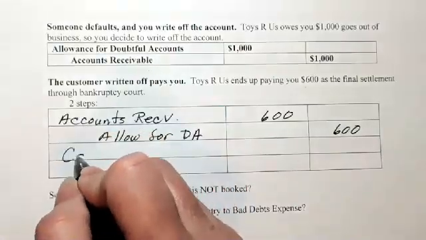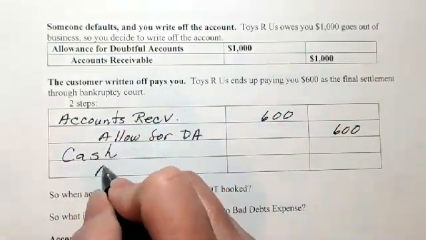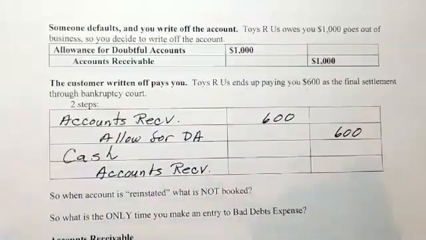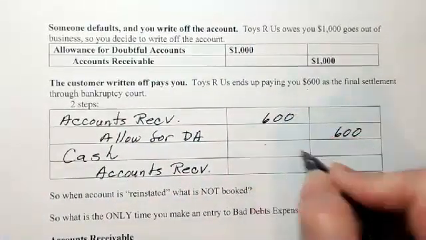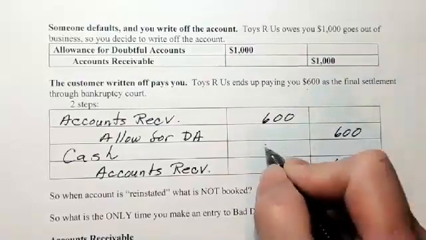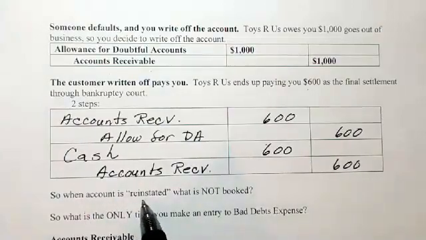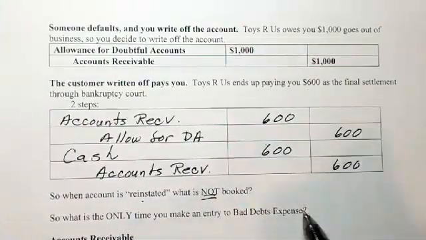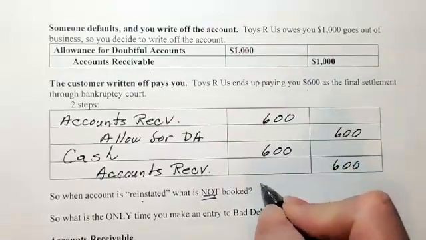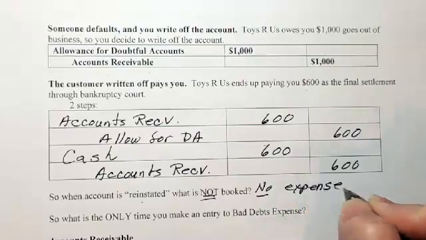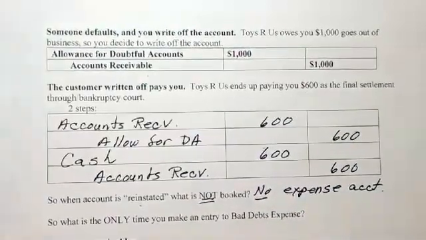always did. We're going to get cash, we're going to get accounts receivable. And always do this in 2 entries, even though you can see the accounts receivable kind of cancels each other out. Otherwise, you'll do it wrong. So when the account is reinstated, what is not booked? And again, there is no expense account, no bad debt expense, because we expense this in the year we sold stuff to Toys R Us. We don't expense it when they default.